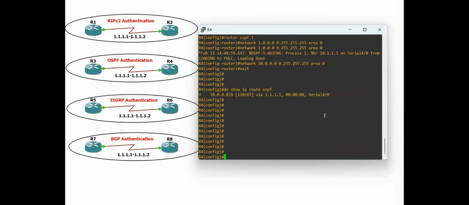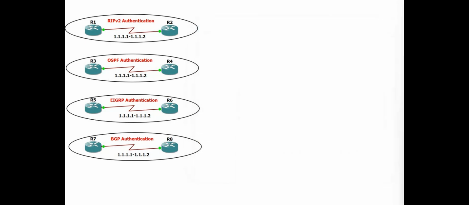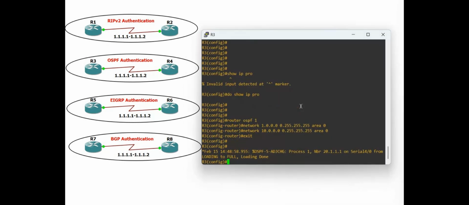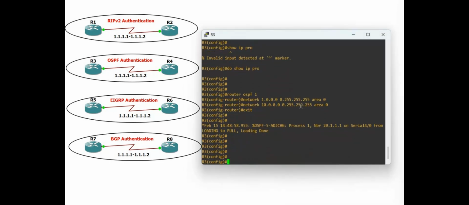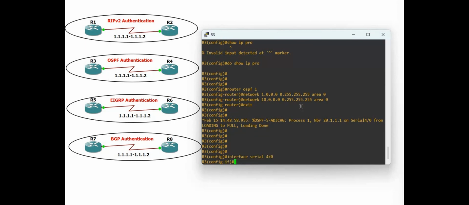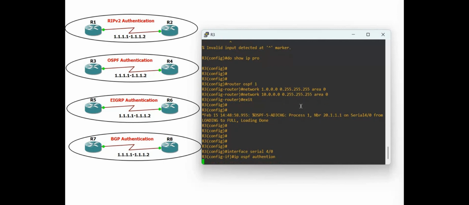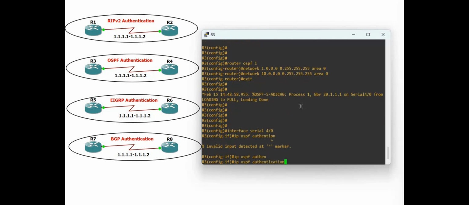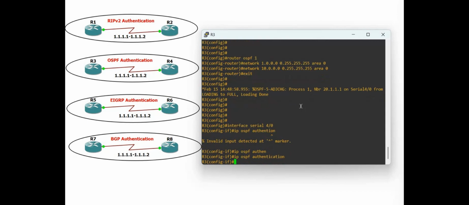Now let's configure the authentication. First we are going to configure the interface level, after that we configure the global level. The interface is serial /0. So interface serial /0 and IP OSPF authentication.